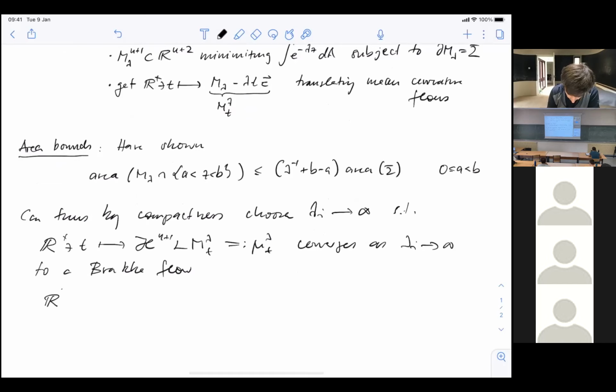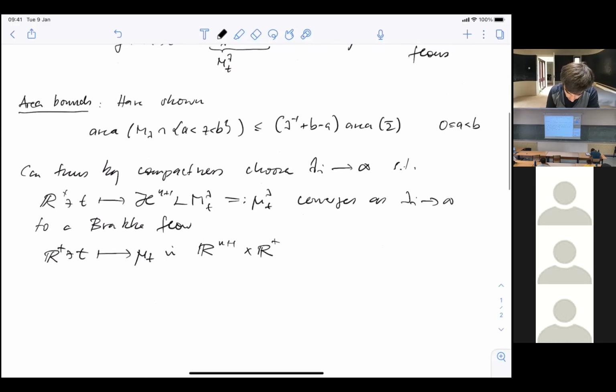Again, defined for all positive times. Let's call this one mu t. Now we just say we work here in R^{n+1} cross R plus. We just take the upper half space, so we don't need to care that these translators before had boundary. So what do we want to show?